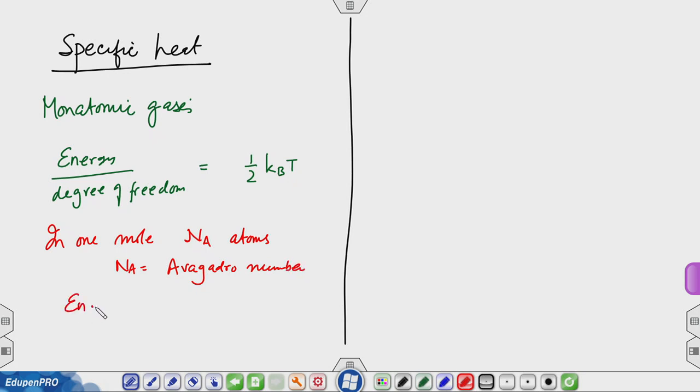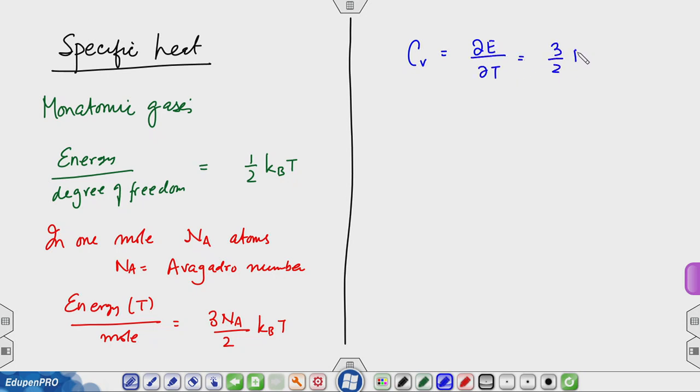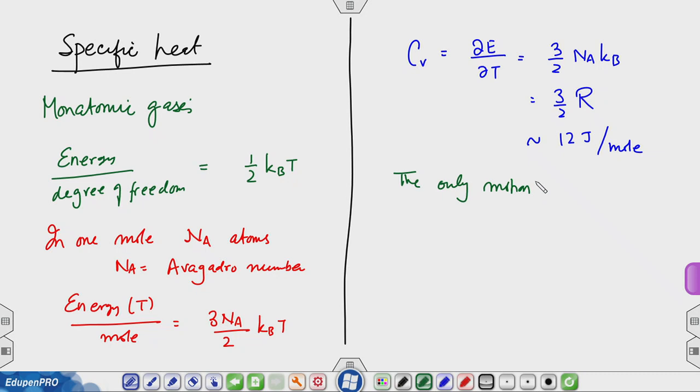and therefore, energy as a function of temperature per mole is equal to 3 Na, which is the degrees of freedom, times 1/2 kBT. So, this is 3/2 kBT, and this gives you Cv, which is equal to dE/dT equals 3/2 Na kB, which is 3/2 R or roughly 12 joules per mole. This is monatomic gases, where the only motion of atoms is translational. So, this is just to remind you how we get specific heat of gases.